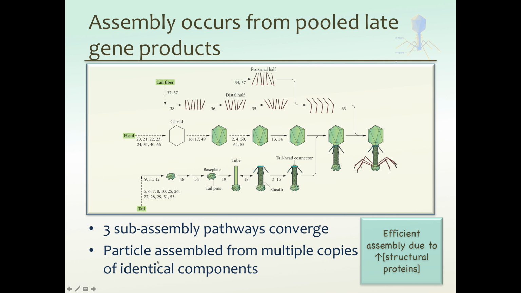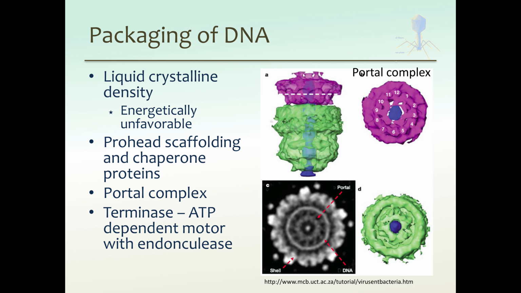And the particles are assembled from multiple copies of identical components. This makes it very efficient, and it actually contributes to the stability of the particle too, having like proteins binding like proteins. And finally, I want to emphasize that assembly is highly efficient due to the high concentration of structural proteins. Having that high concentration of pooled protein subunits drives the assembly reactions forward, making it more efficient.